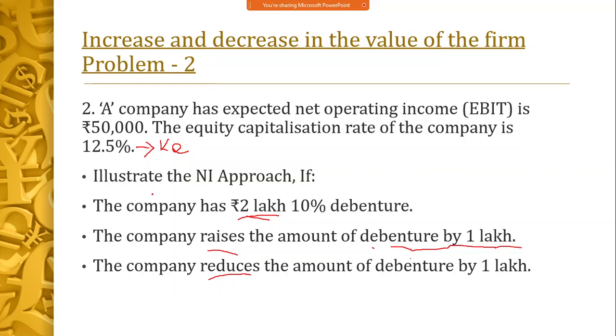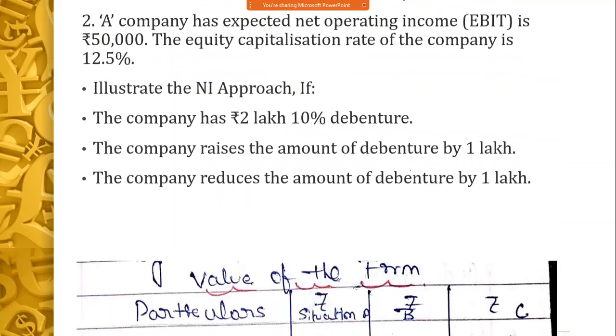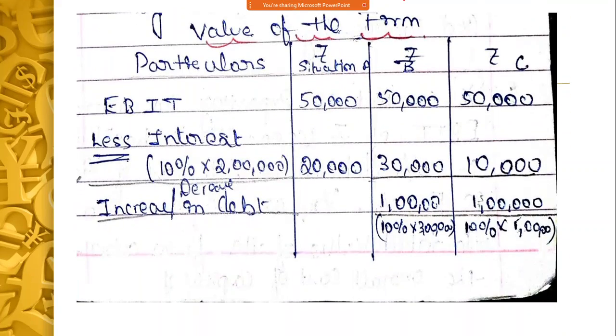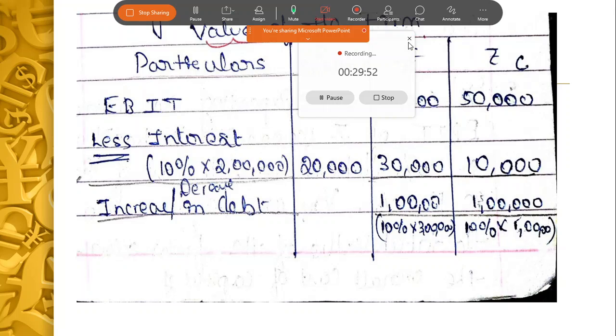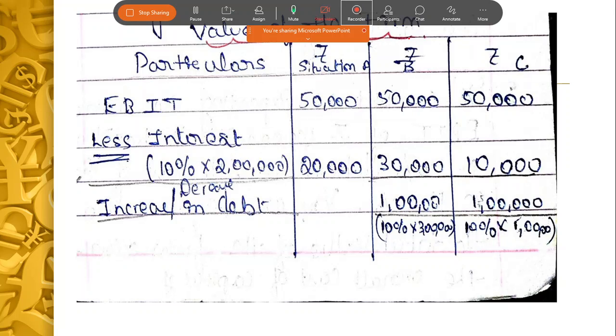That is 1 lakh, because the company reduced the amount of debentures by 1 lakh from 2 lakh. So you will be having 1 lakh debt in situation C, or the third scenario. Now, moving on with the solution, we always have to write the calculation of the value of the company under the net income approach. And we should remember that within this we have three scenarios: situation A, situation B and situation C.